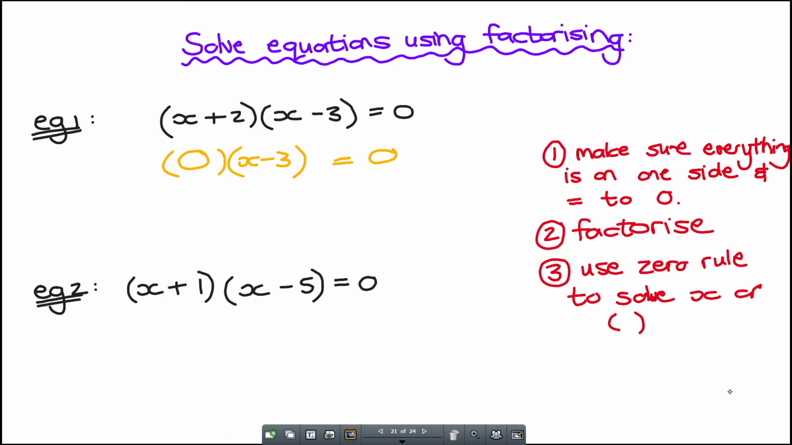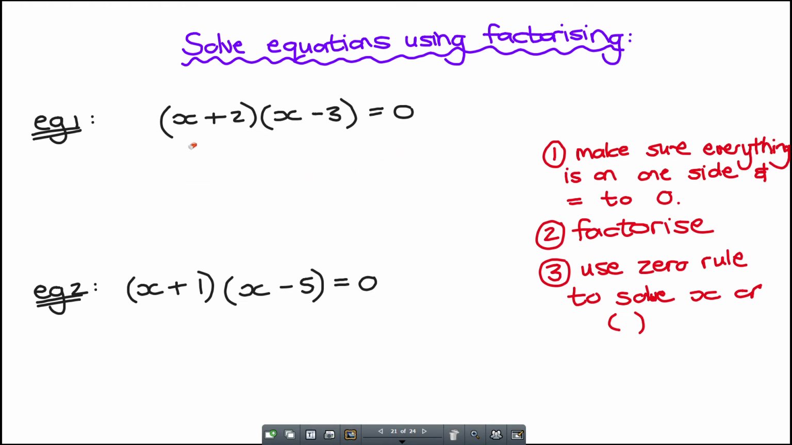Or, other option is, let's keep the first bracket like it was, but the second bracket, I make 0. Do you guys agree that then my equation would also be equal to 0? So that is why at step 3, I say use the 0 rule to solve x. So this is basically what I mean. Let me show you how we are going to do that.